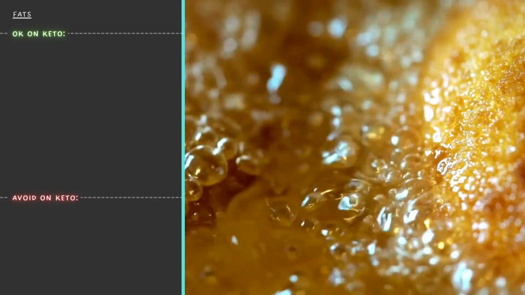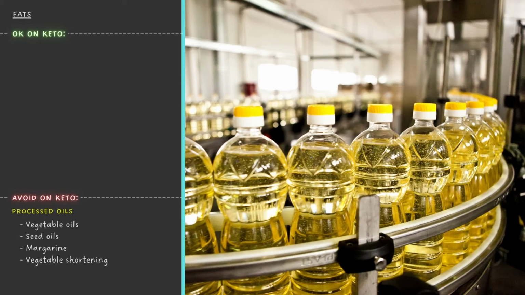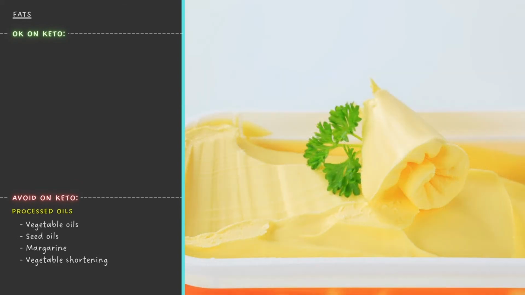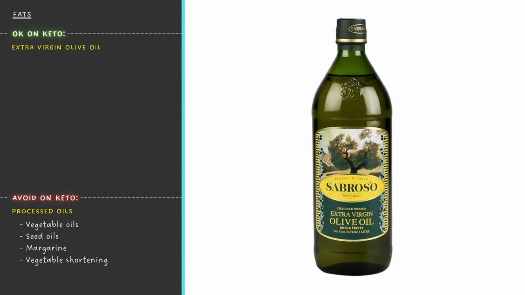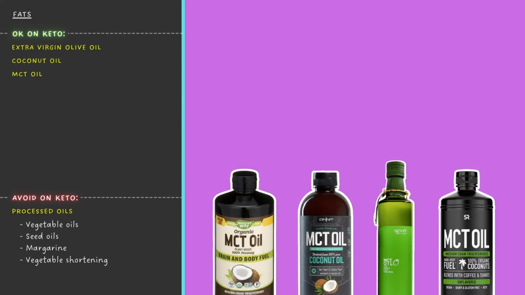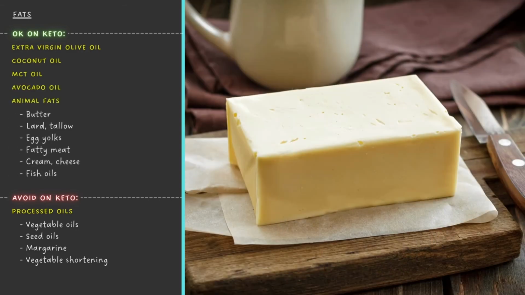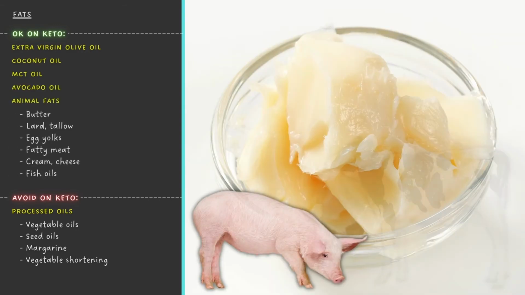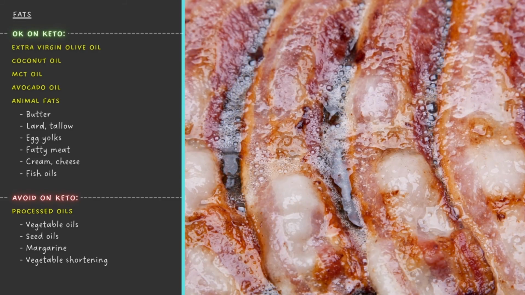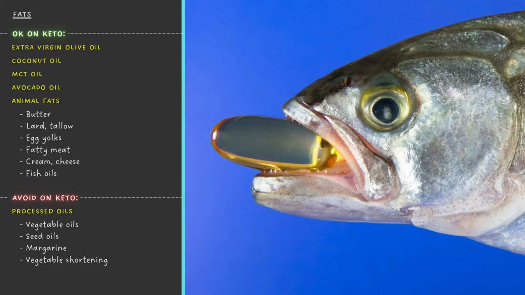Now, picking the right fat sources is extremely important, so I recommend you go and watch my video on healthy fats, but to give you a very brief summary, stay away from vegetable oils, seed oils, and hydrogenated fats, which means no margarine or vegetable shortening. Use extra virgin olive oil, coconut oil, MCT oil, avocado oil, and animal fats like butter, lard, tallow, egg yolks, fatty meat, cream, cheese, and fish oils.